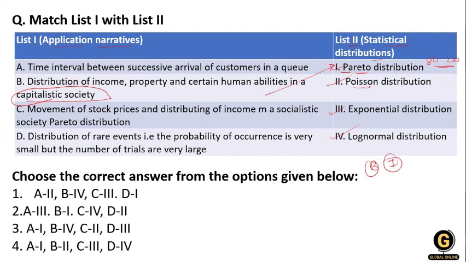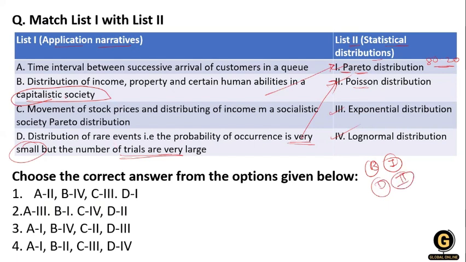Clear it? Now, what is the Poisson distribution? The Poisson distribution is used when the occurrence of the event is very small. You can see the distribution of rare events. The probability of occurrence is very small, but the number of trials is very large. So this is nothing but the Poisson distribution. That means D has 2.